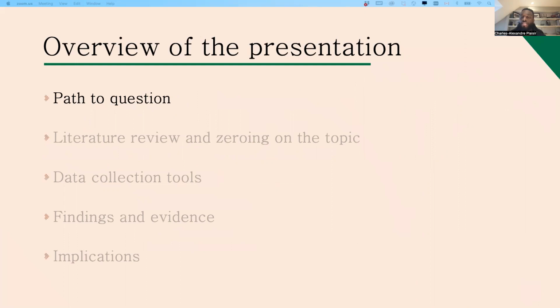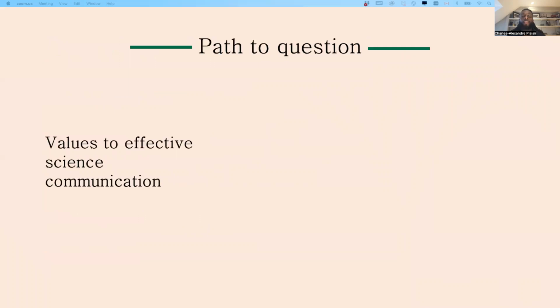So let's start with my path towards a question. Knowing that I am an ecologist by training, with an interest for the field of science communication, I came with a baggage from previous experiences as a science educator, leading to a set of values I wanted to emulate as I taught my class. I called them values to effective science communication.